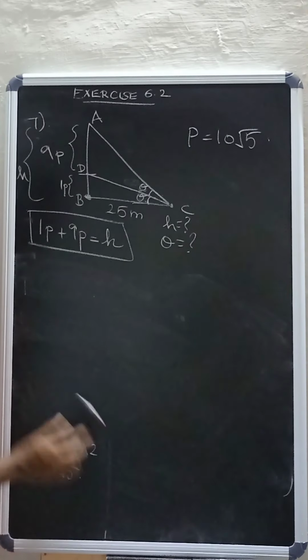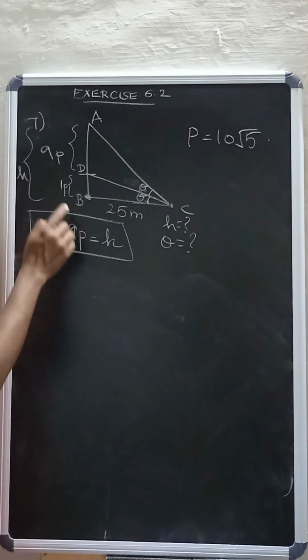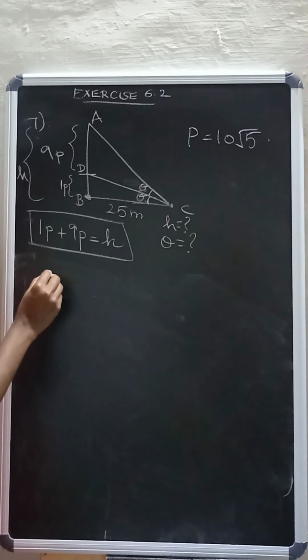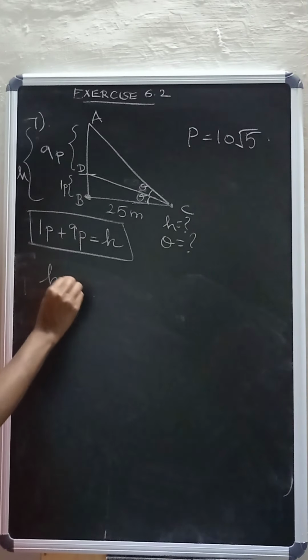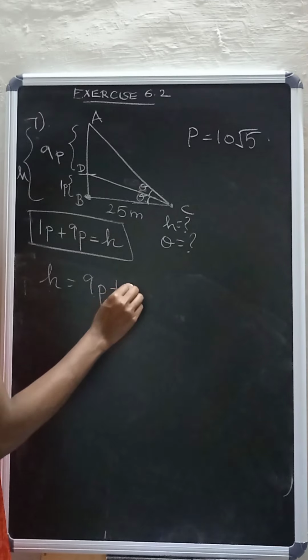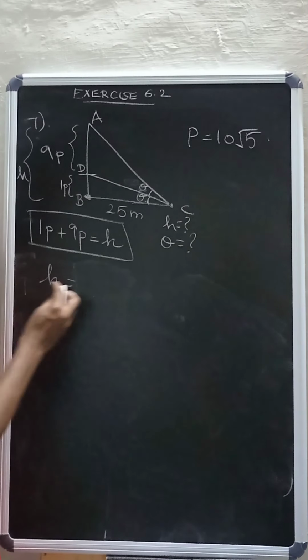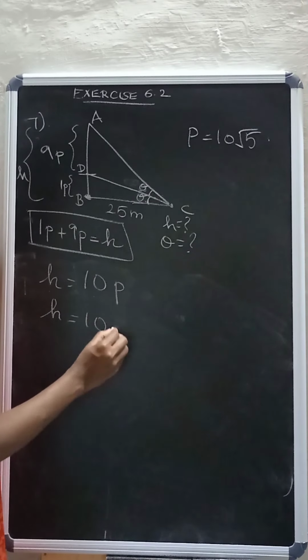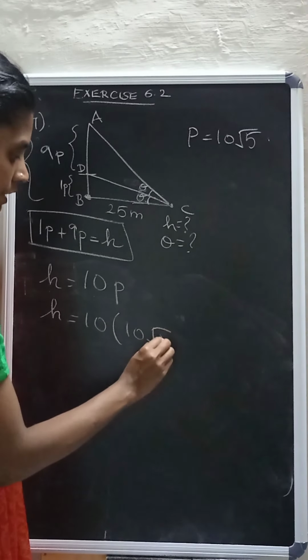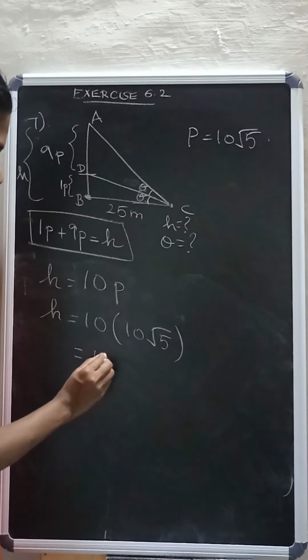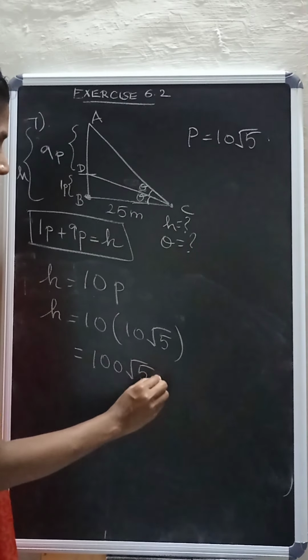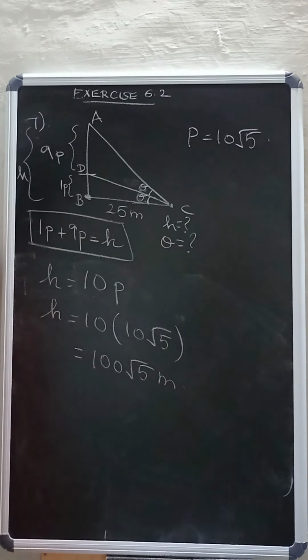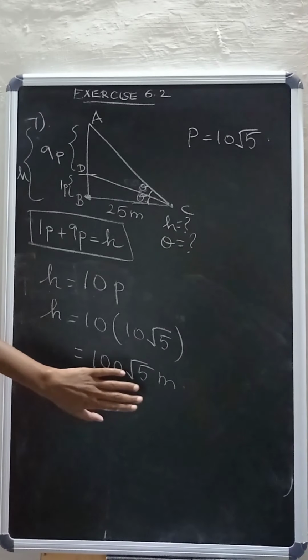We need to find the height of the pole. So first we will find 9p. So h is equal to 9p plus 1p, that is nothing but 10p, right? 10p. So h is equal to 10 into 10 root 5. So 100 root 5 meters. So the height of the flagpole is 100 root 5 meters.